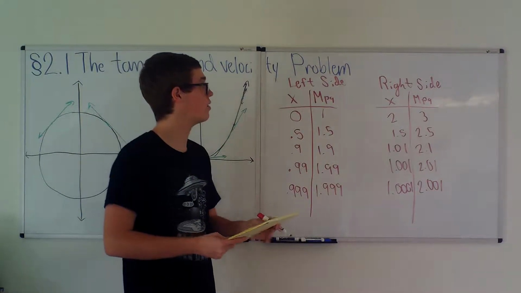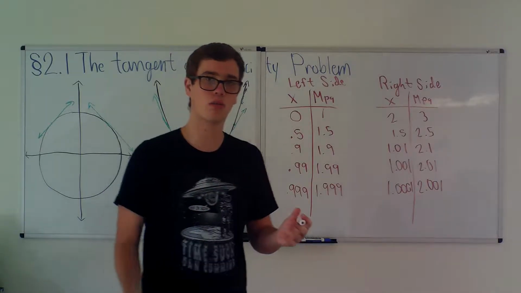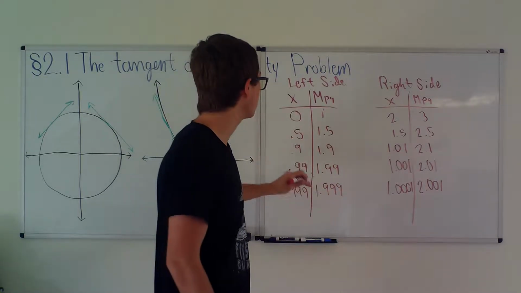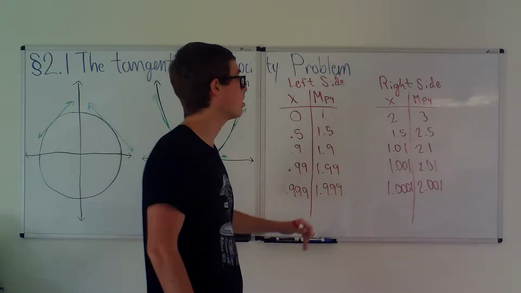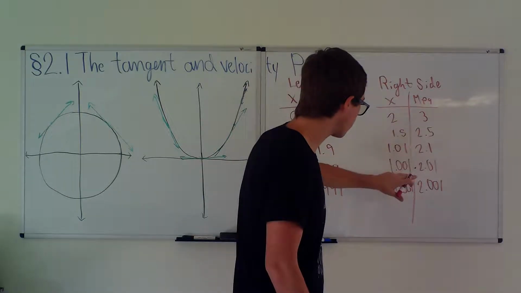Alright, so we have our two tables, and you may wonder, I thought you were just going to draw one table. Well, we need to do it from the left side, approaching 1 from the left, so you start at 0 and approach 1, and then you have to do it from the right side, where you can start at 2 and approach 1.